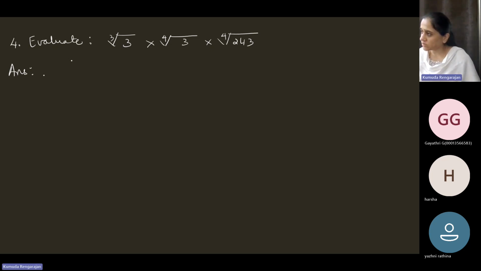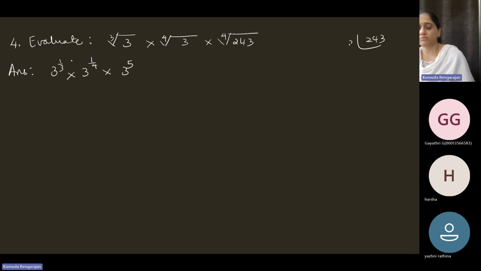Three into cube root of 48, is it? What is it? 3 into 48 root of 3. Okay. So how do you write cube root of 3 in the exponential form? 3 to the power 1 by 3, into fourth root of 3, which is 3 to the power 1 by 4. And 243 is what? 3 to the power 5, right?